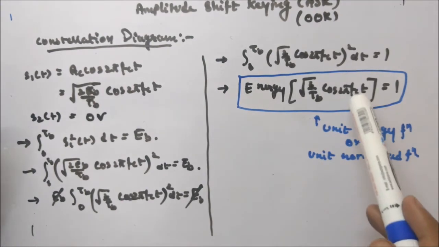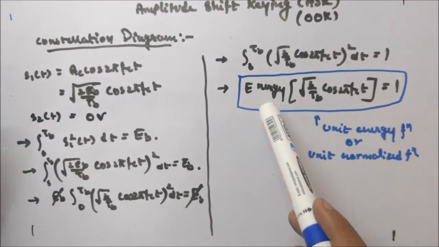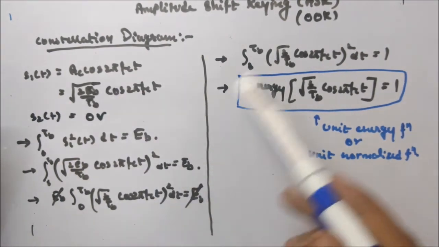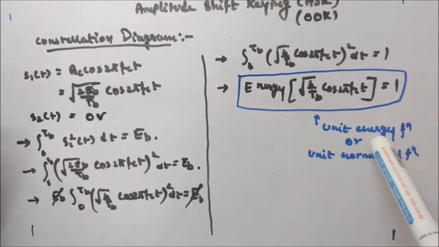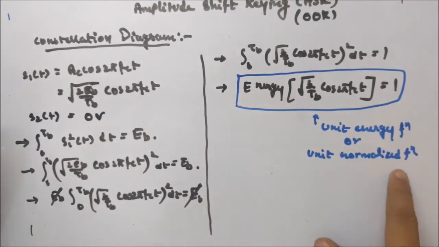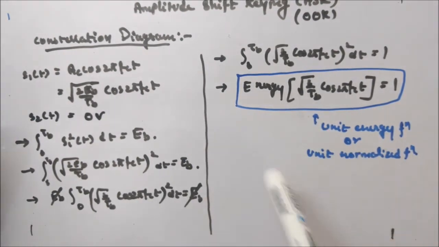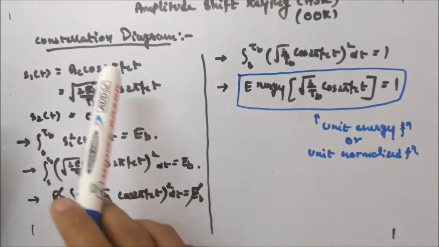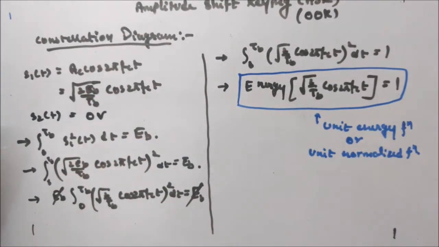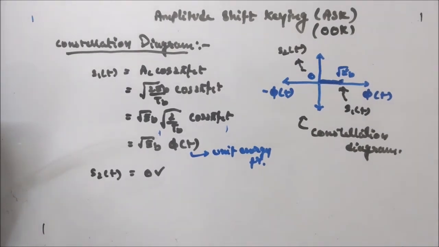Okay, this signal, under root 2 EB cos 2 pi FCT, has energy of 1. This is the proof. So this is called a unit energy function, or unit normalized function. Now we are going to use this function to create our constellation diagram. Let's see how you can make a constellation diagram.